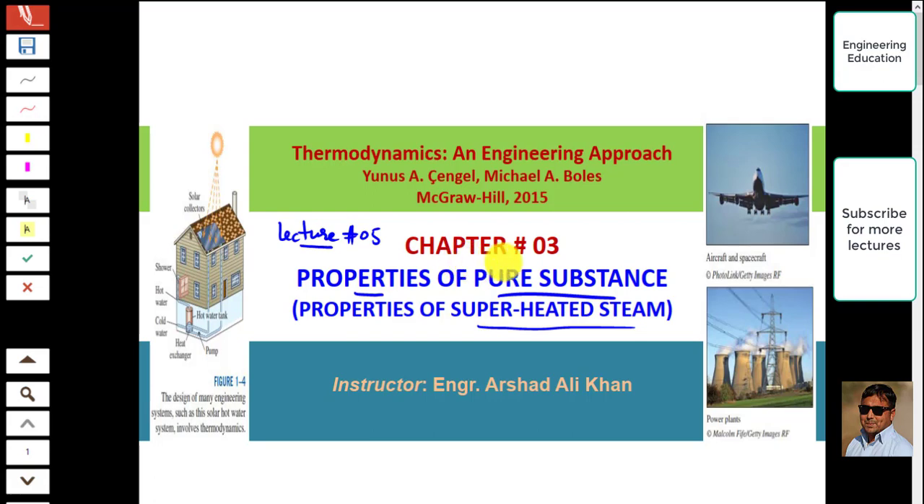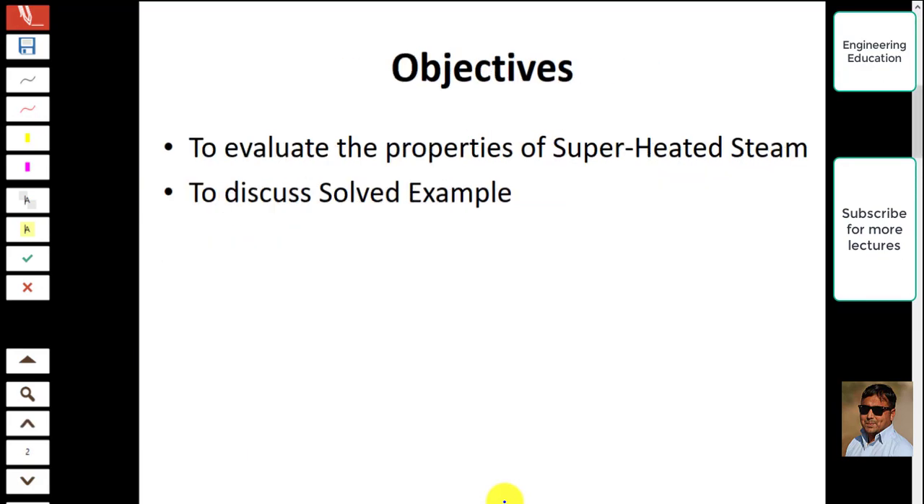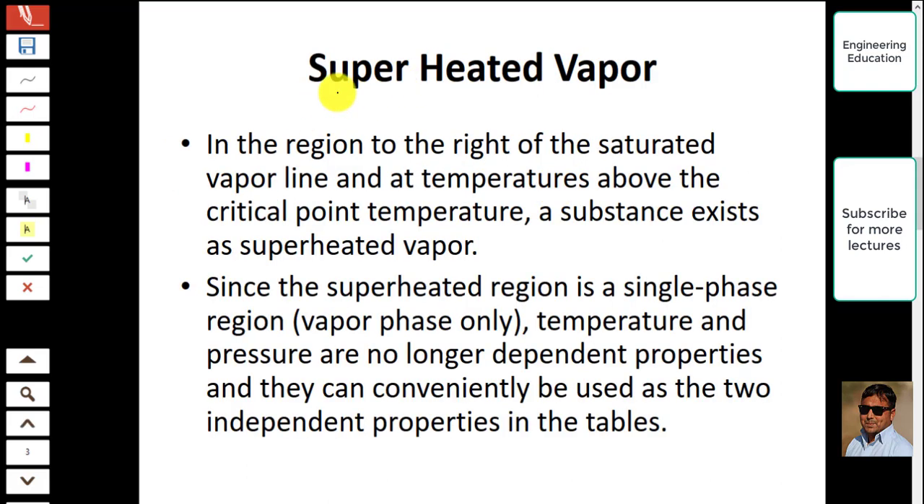So, the objective of this lecture is to evaluate the properties of superheated steam and to discuss the solved examples related to the properties of superheated steam. So first of all, what is superheated vapor or superheated steam?